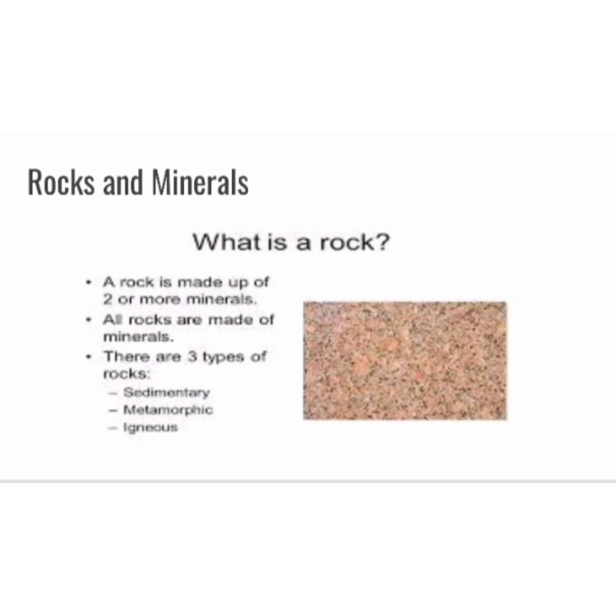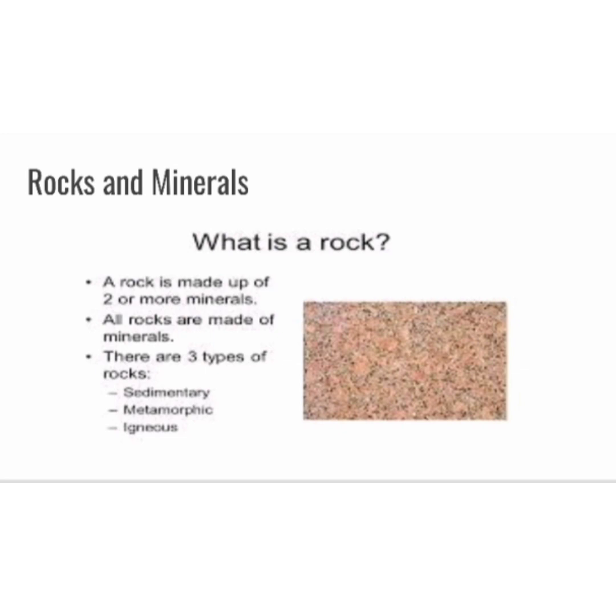Our earth's interior is made up of 3 layers, right? What are they? Crust, mantle, and core. The Earth's crust is fully made up of various types of rocks. A rock is made up of 2 or more minerals. All rocks are made up of minerals. Any natural mass of mineral matter that makes up the Earth's crust is called a rock.